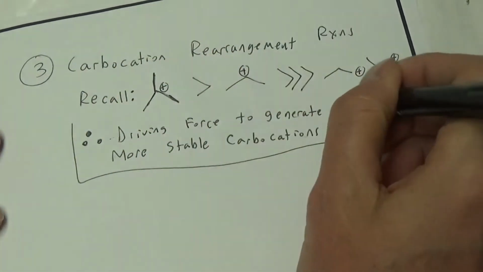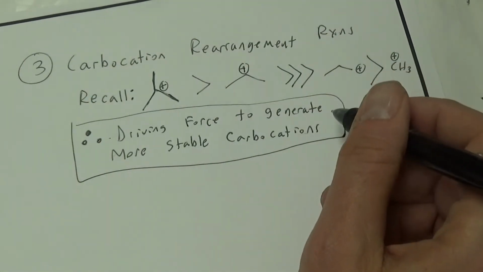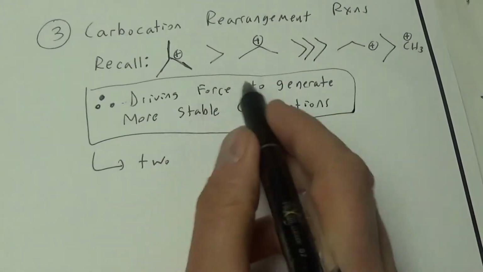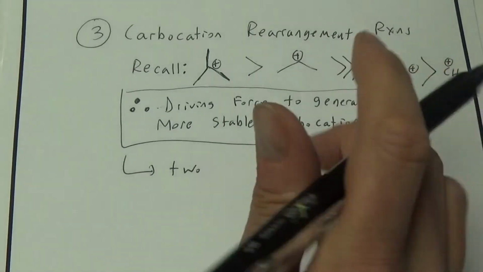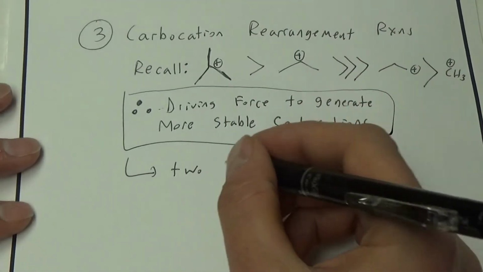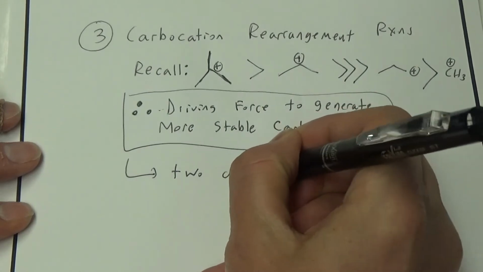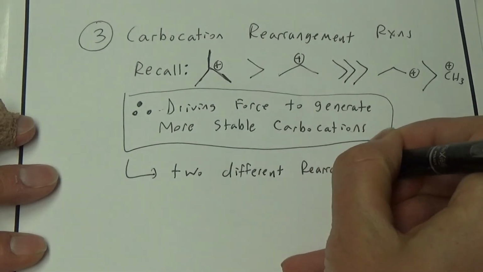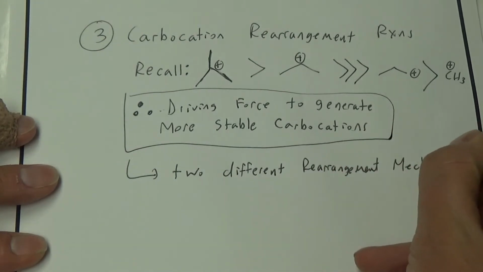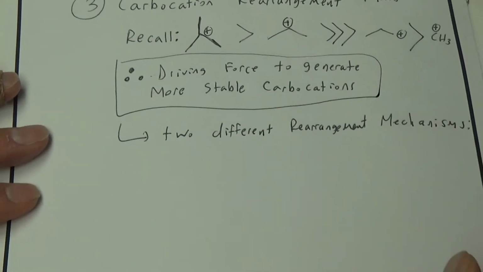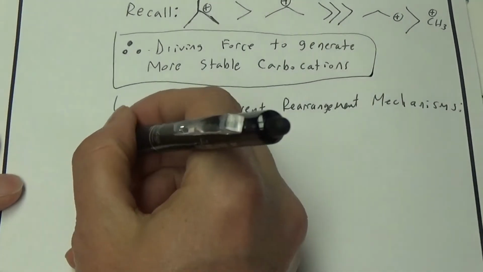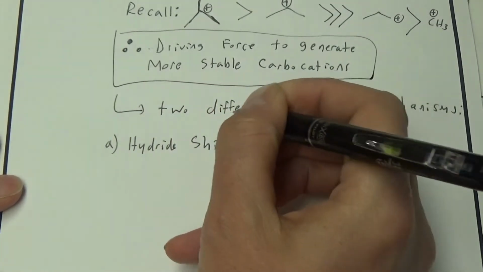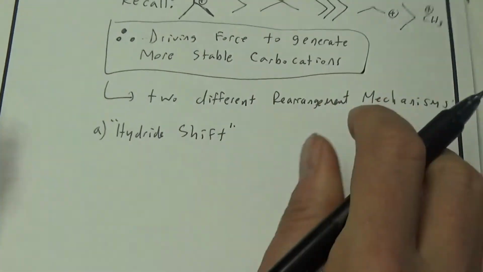How does that work in a reaction setting? There are two ways to apply this driving force and rearrange a carbocation, so two different rearrangement mechanisms. The first one is called a hydride shift. What's hydride?